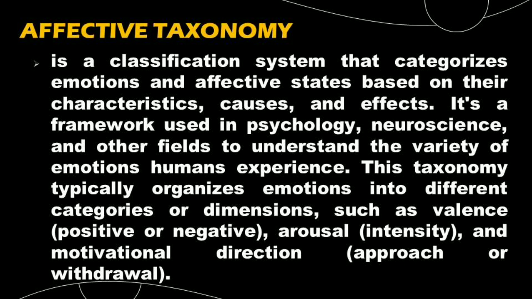Affective taxonomy. It is a classification system that categorizes emotions and affective states based on their characteristics, causes, and effects. It's a framework used in psychology, neuroscience, and other fields to understand the variety of emotions humans experience. This taxonomy typically organizes emotions into different categories or dimensions, such as valence, positive or negative, arousal or intensity, and motivational direction, which is approach or withdrawal.